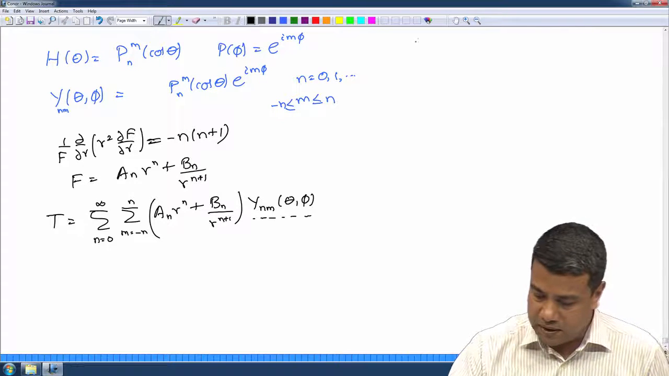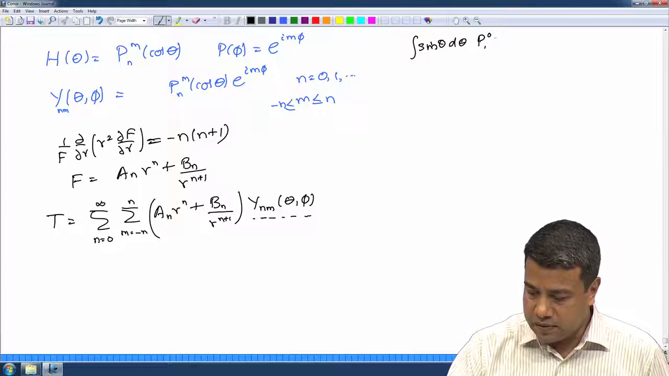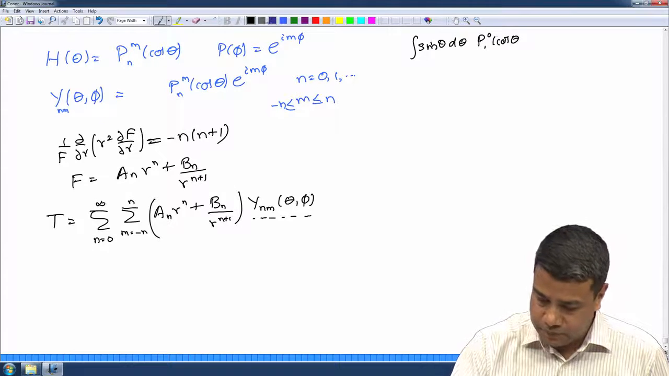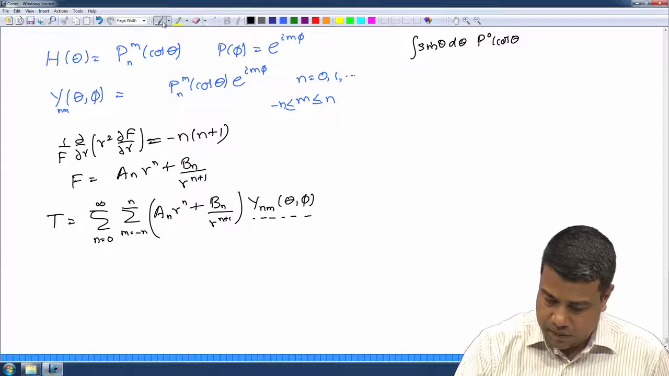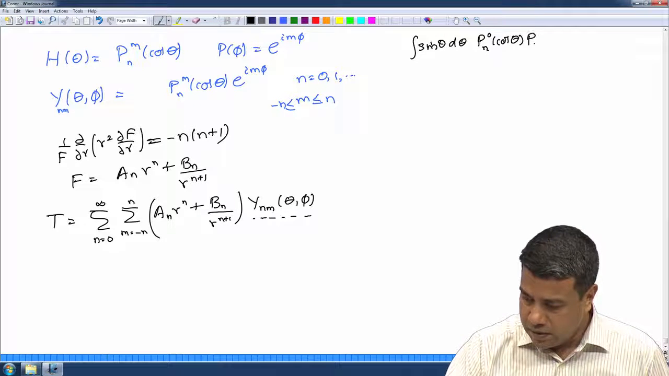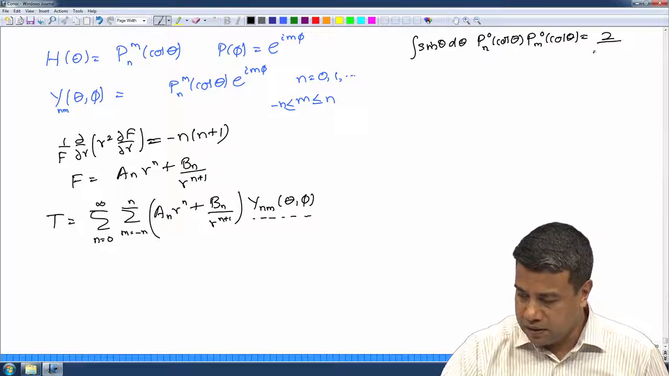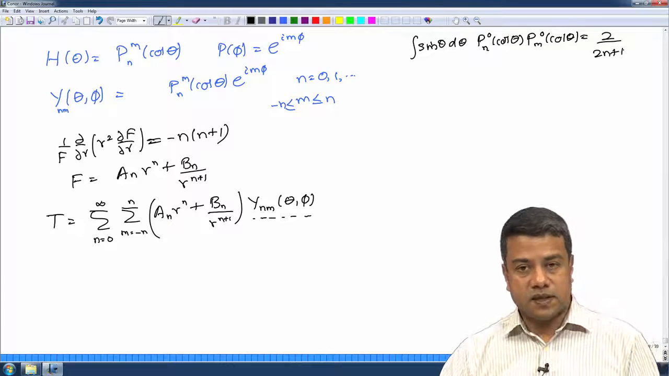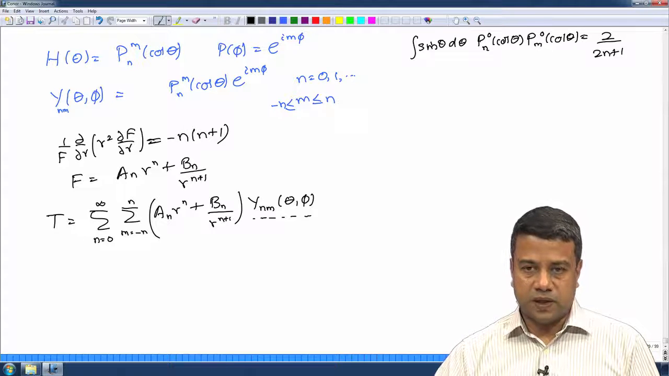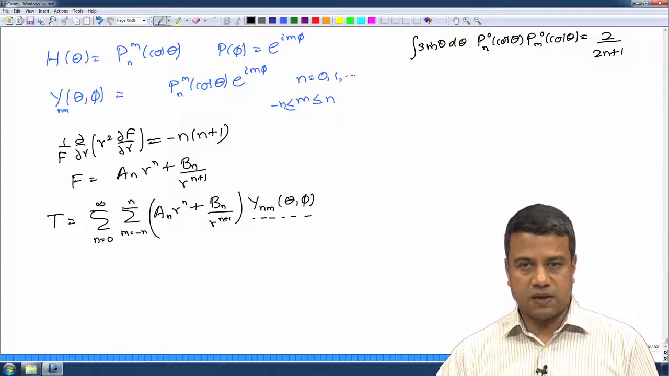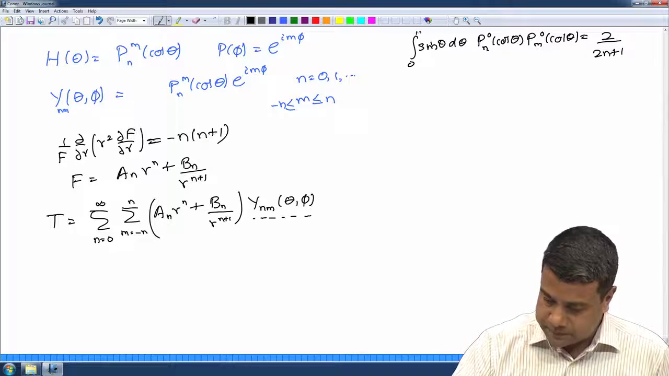In the previous case, we had integral sin theta d theta, P1 0 of cos theta Pm 0 of cos theta is equal to 2 by 2n plus 1. That was for the axisymmetric problem where m was equal to 0. When m is equal to 0, e power im phi is 1, and therefore, there is no variation in the phi direction. This was from 0 to pi.